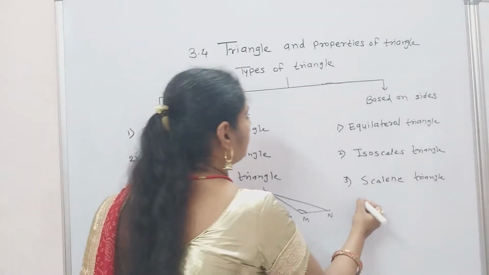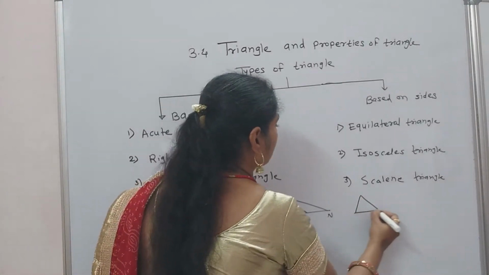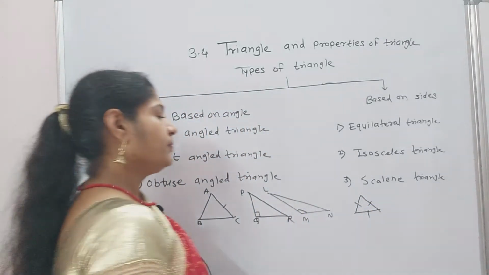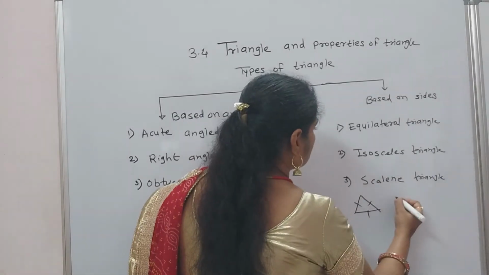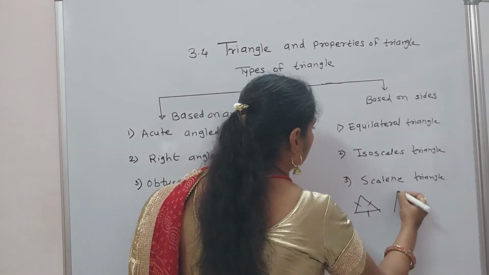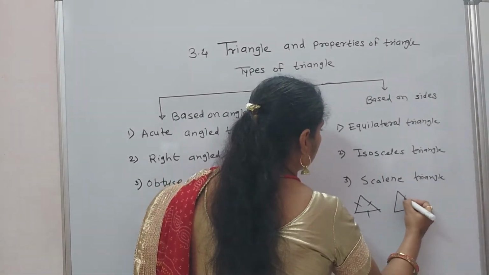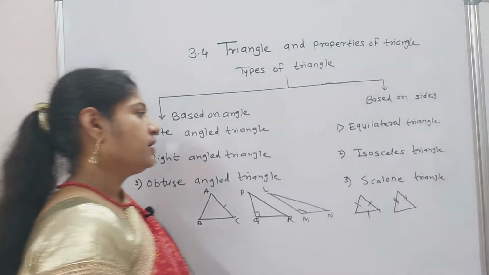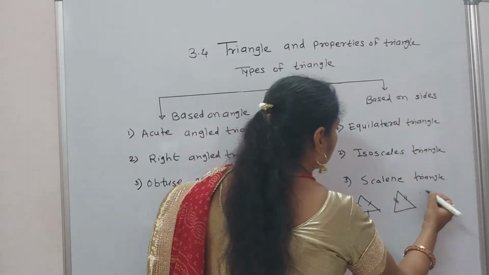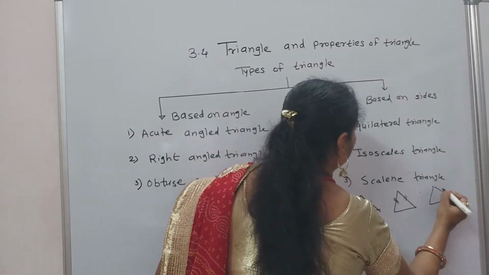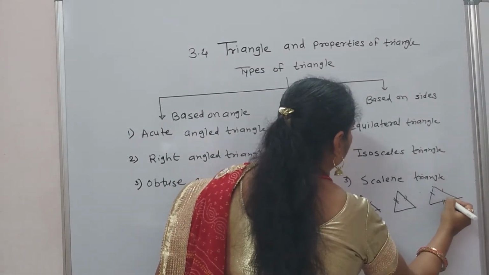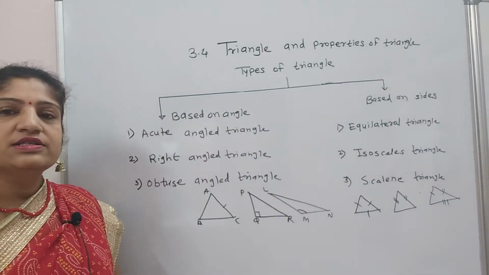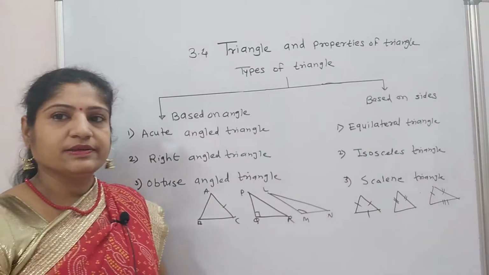Based on the sides, if the three sides of a triangle are congruent, then the triangle is called an equilateral triangle. Number 2, isosceles triangle. If two sides are equal, then the triangle is called an isosceles triangle. Number 3, scalene triangle. All the sides of different length is called a scalene triangle. These are the 6 types of triangles.